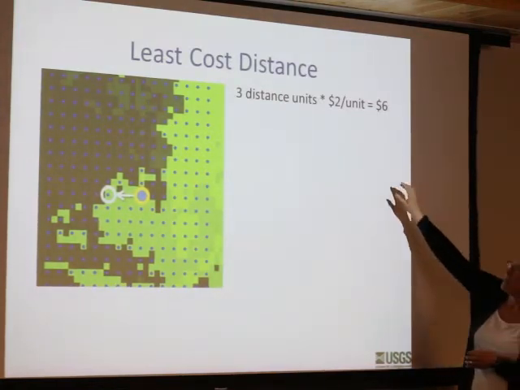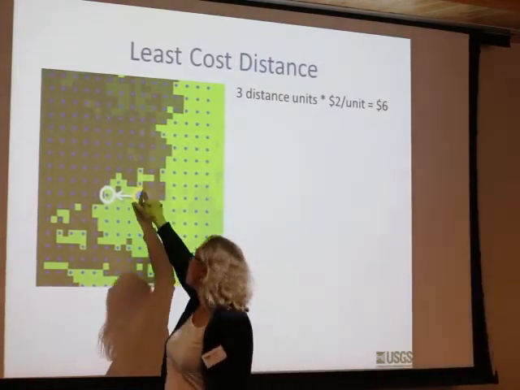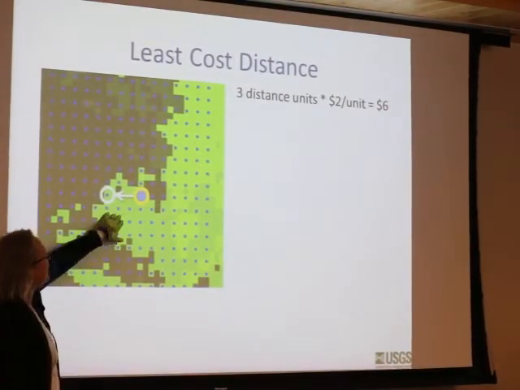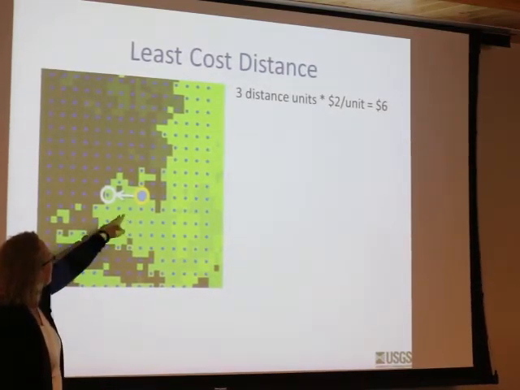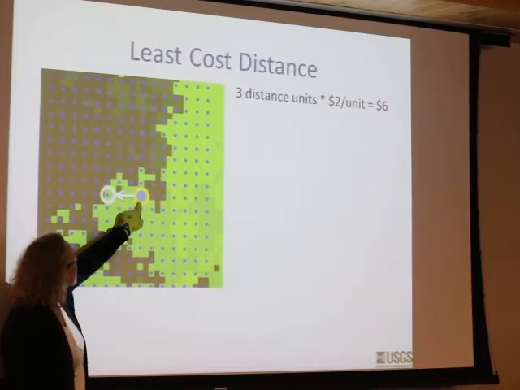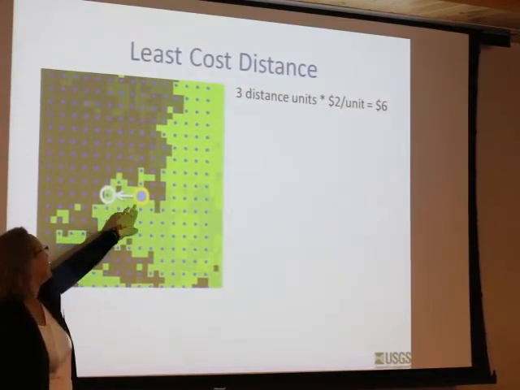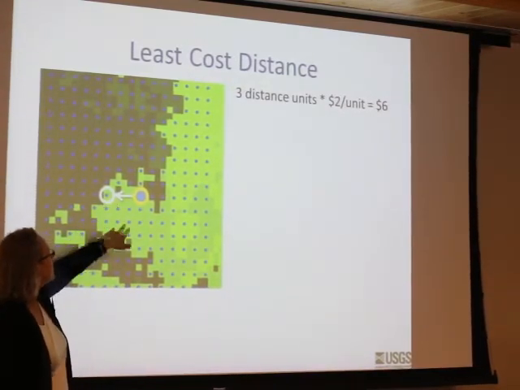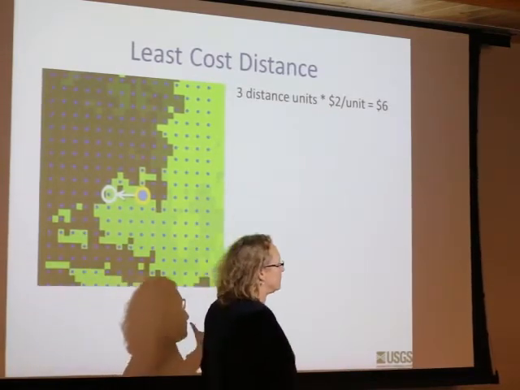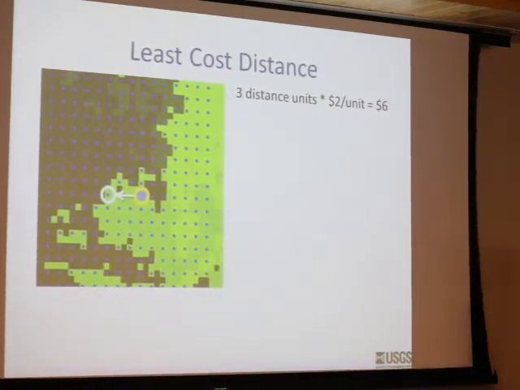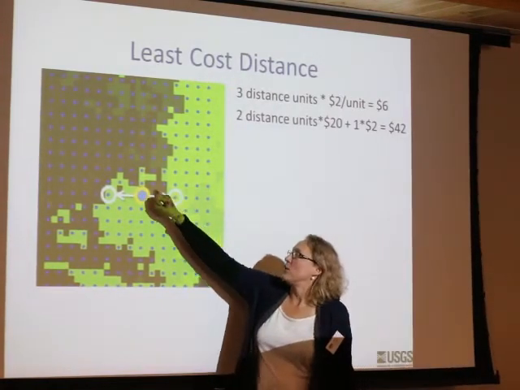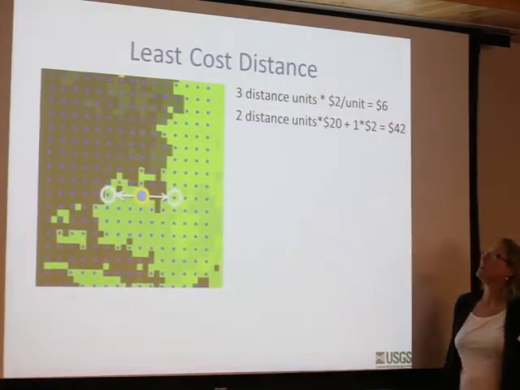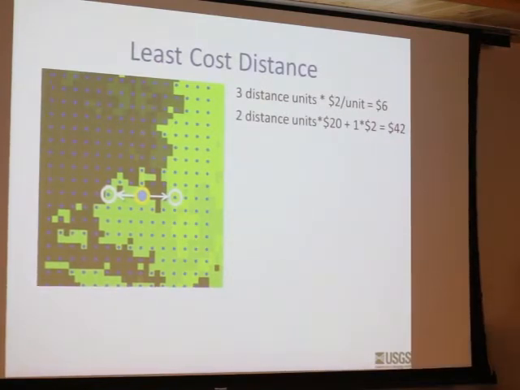And so what you do, basically, with least cost distance, if this is your origin, and you can think of the light green here as each spot is a distance unit, and you might think the light green is cheap to move across, and so it's only $2 per unit, so if you move three distance units, you multiply that by two, and so the whole cost of moving that distance is just $6. You move it in the other direction, and this dark green is more expensive, say $20, and then you have one unit that's still $2, then the whole cost of that's $42.